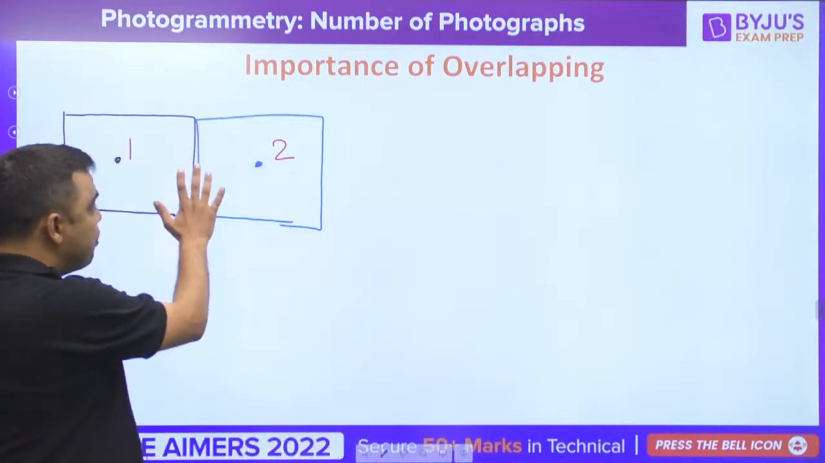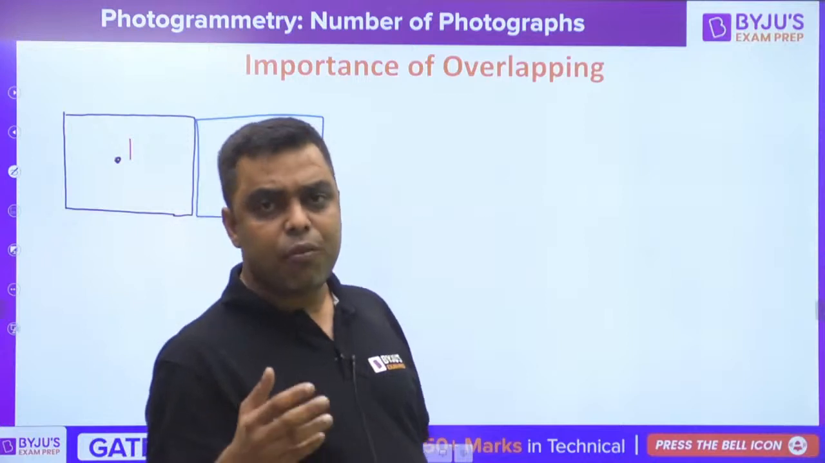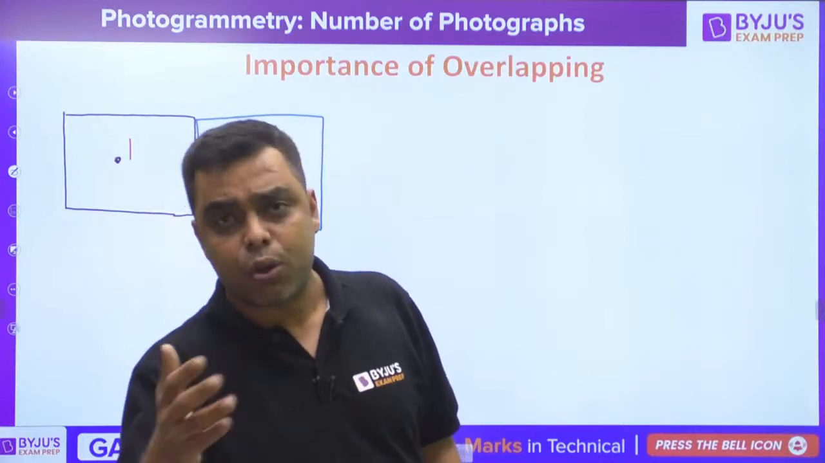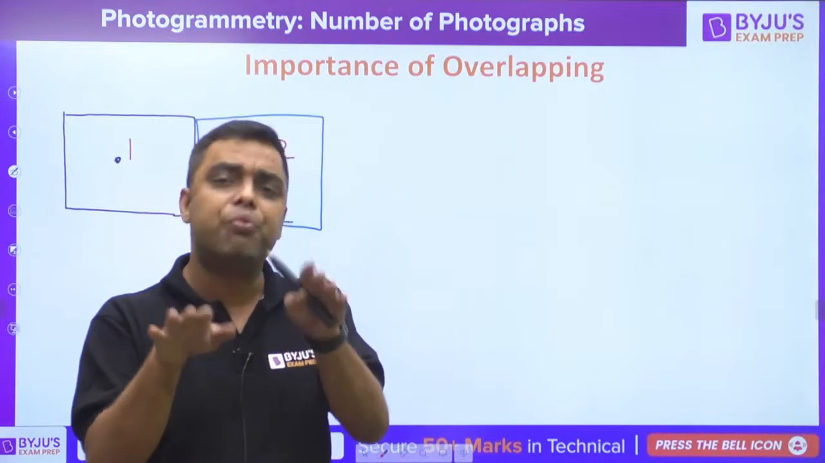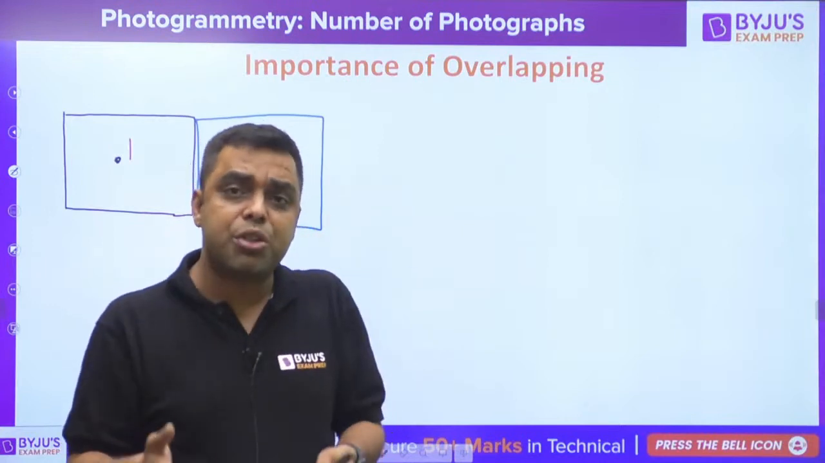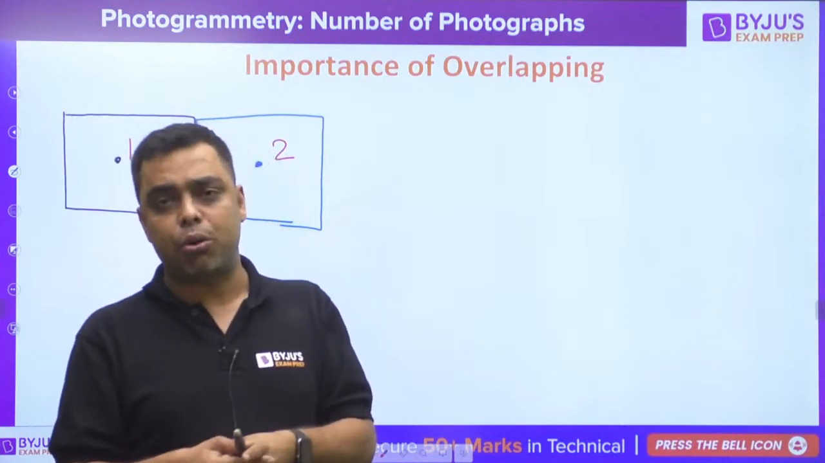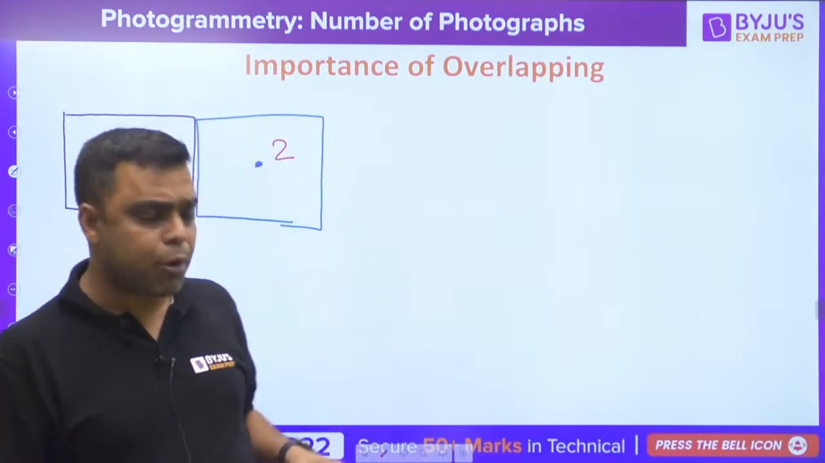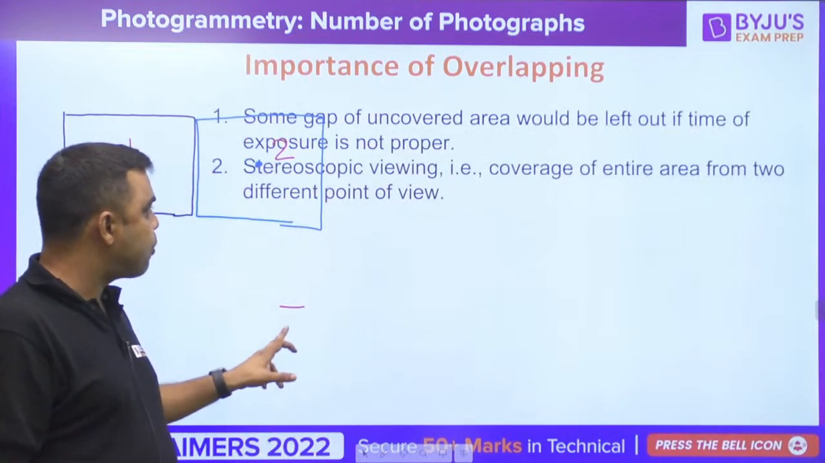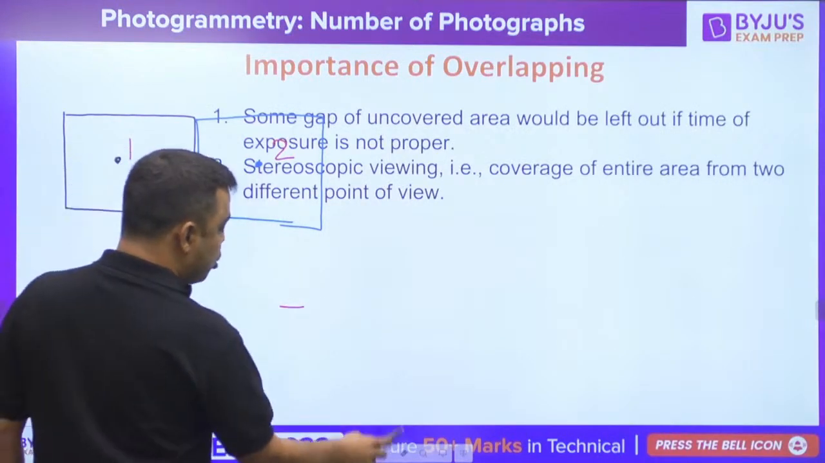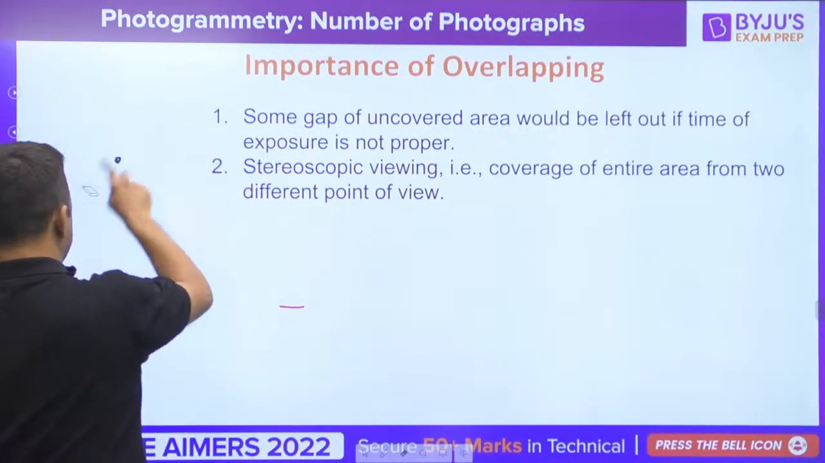Certain area would be left out as unphotographed. So basically there would be certain gaps in the ground which we did not photograph. So to get rid of this problem, this is one of the problems, right? This is not the total problem, but this is one of the problems. So that's why we don't do that.